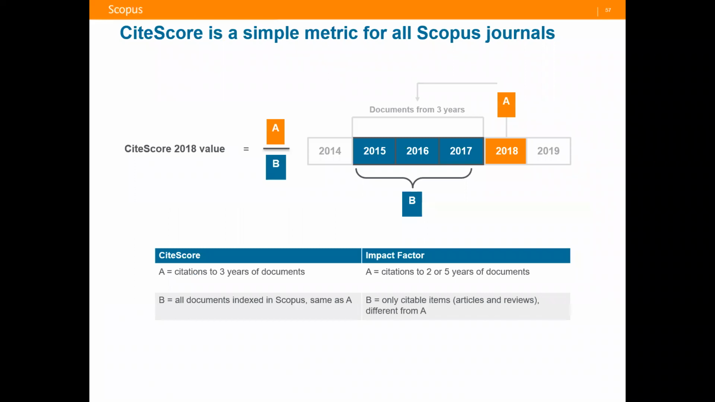And this is a simple, easy-to-understand metric for CiteScore. I think it's easy for you to understand how it works. You take a look at the citations from 3 years of documents and it's divided by the total number of documents from the 3 years preceding it, right? So when it comes to impact factor, it takes citations from 2 to 5 years, and it uses citable items, right? Which is a bit different. So in this case, the denominator score is actually more finite.